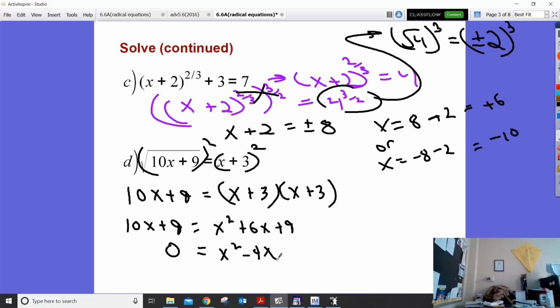Looking at both. X. What else? What are your 2 x values? Don't name me at the board. 0. 0, because you gently cover up, and 4. 4.